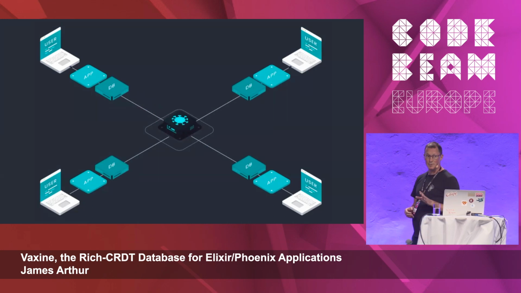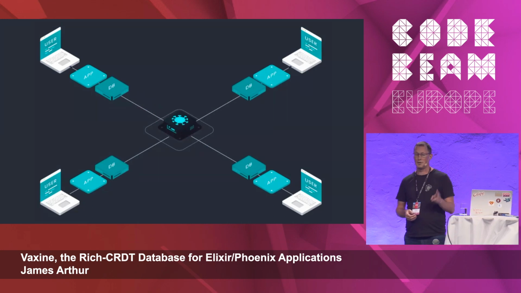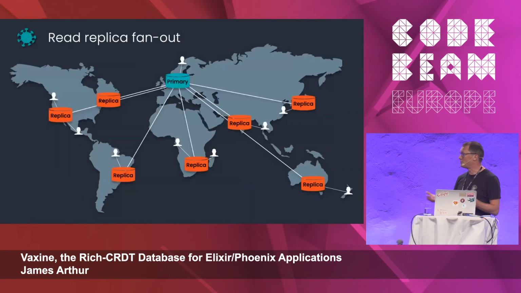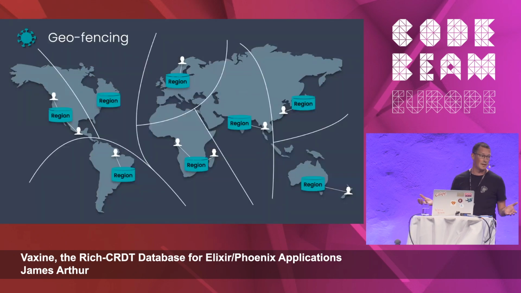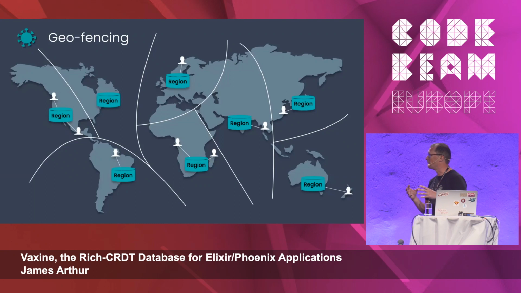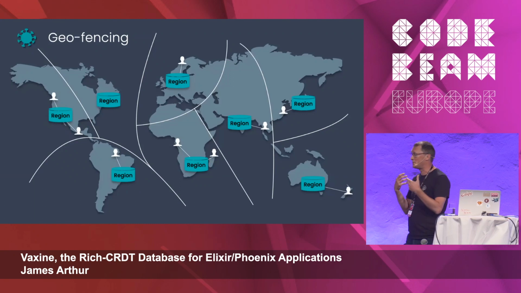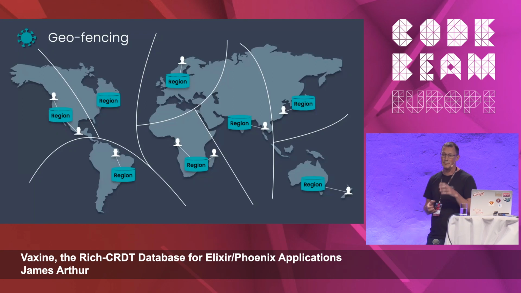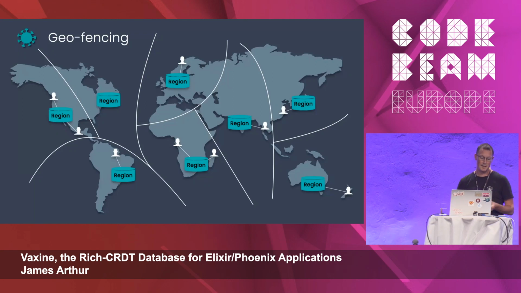Now, this works pretty well for two scenarios, right? The first one is reads, so you can use read replica fan-out. And the second one is geofencing. So if you can bound your data model to keep the data for a specific user or customer or tenant within the region, then you can have low latency reads and writes with geofencing.